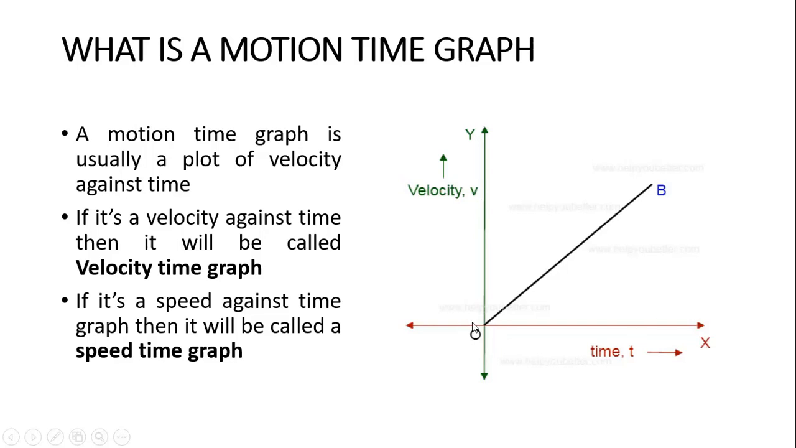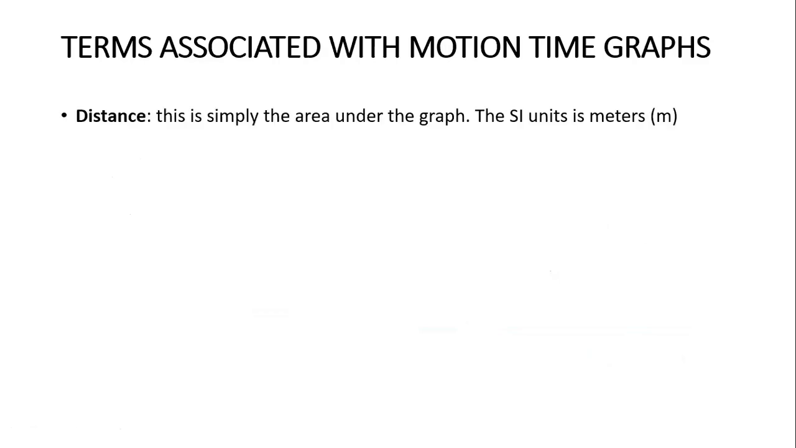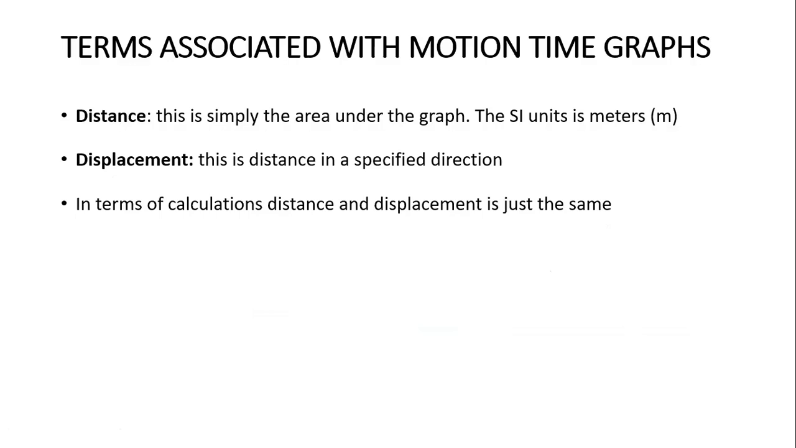All right, let's look at the terms associated with motion time graphs. Number one, distance. With respect to velocity time graphs, distance is defined as the area under the graph, and the SI unit is meters. Displacement is defined as the distance in a specified direction. The SI unit is also meters. In terms of calculations, distance and displacement are just the same.